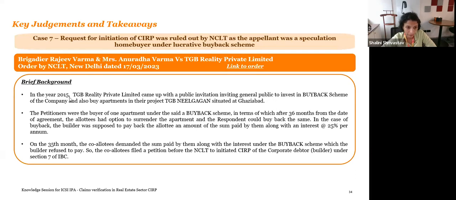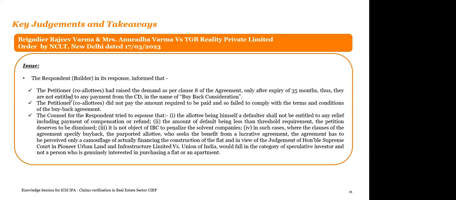On the 35th month, the co-allottees demanded the sum paid by them, along with the interest under the buyback scheme, which the builder refused to pay. So the co-allottees filed a petition before NCLT under Section 7 as financial creditors. So let us see how the court dealt with it.